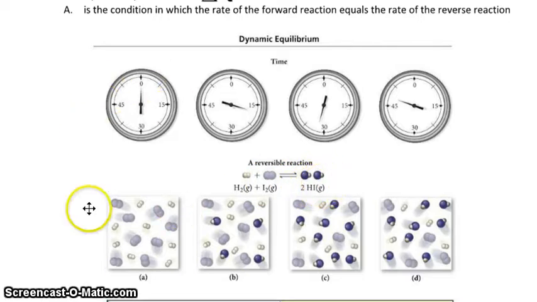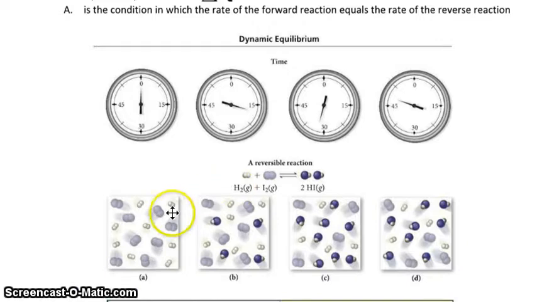So at the beginning of time, the initial concentration, you've heard that before from last chapter, haven't you? So the initial concentration at time 0, if you were to count all these molecules, go ahead and count them. How many H2s do you have? How many I2s do you have? How many HIs do you have? Hopefully you find out you have 8 H2s, 8 I2s, and 0 HIs.